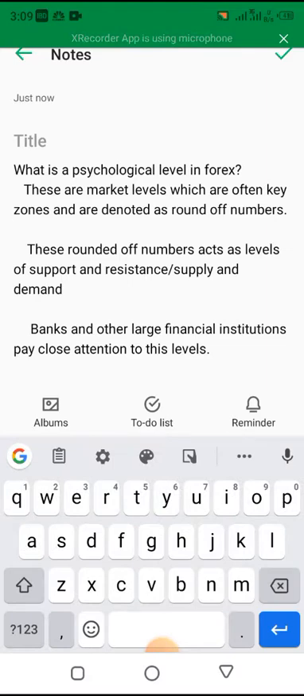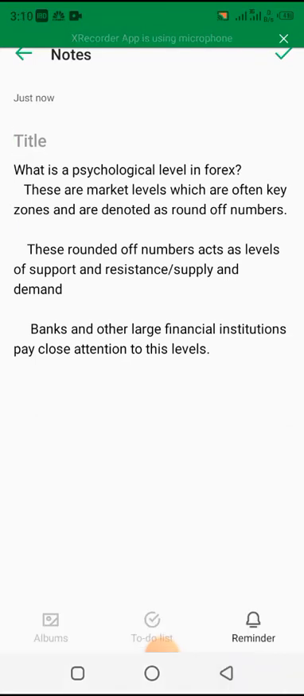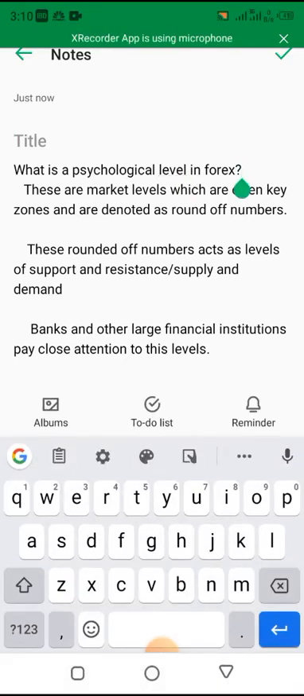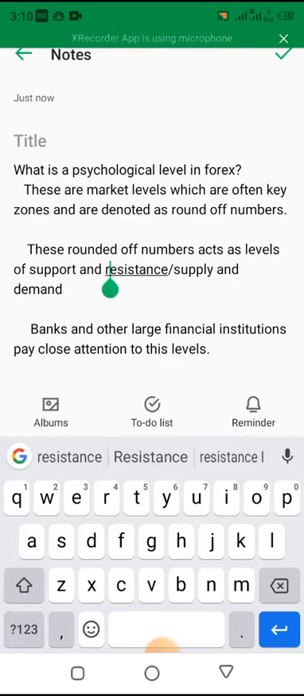So the first thing you have to understand in this strategy are psychological levels, right? I'm going to teach you about psychological levels and how they can help you trade the markets easily. So guys, what is a psychological level? These are market levels which are often key zones and are denoted by round numbers. These rounded off numbers act as levels of support and resistance, or supply and demand.